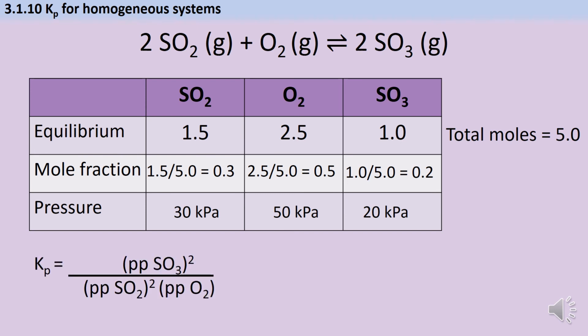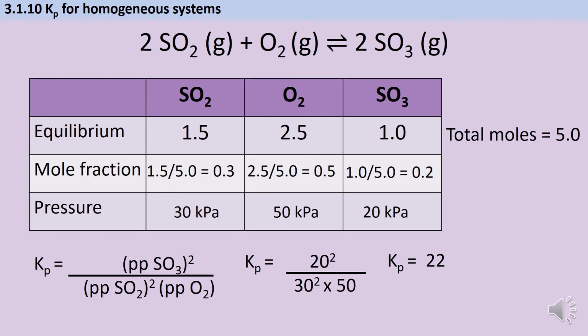So now I write an expression for Kp. As usual, I've got my products on the top and my reactants on the bottom, and I'm using those powers to show that there are 2 moles of sulfur dioxide and 2 moles of sulfur trioxide, and then I can substitute in my numbers. So 20 squared divided by 30 squared times 50, and that gives me an answer of 22.